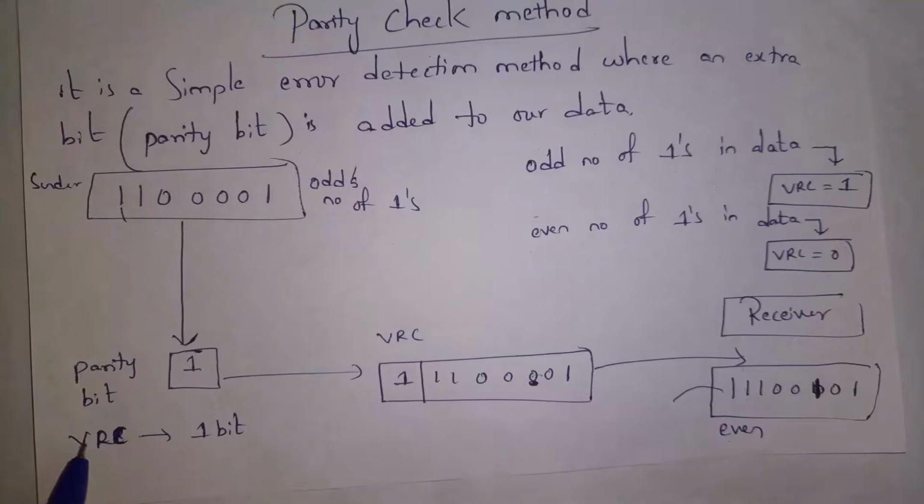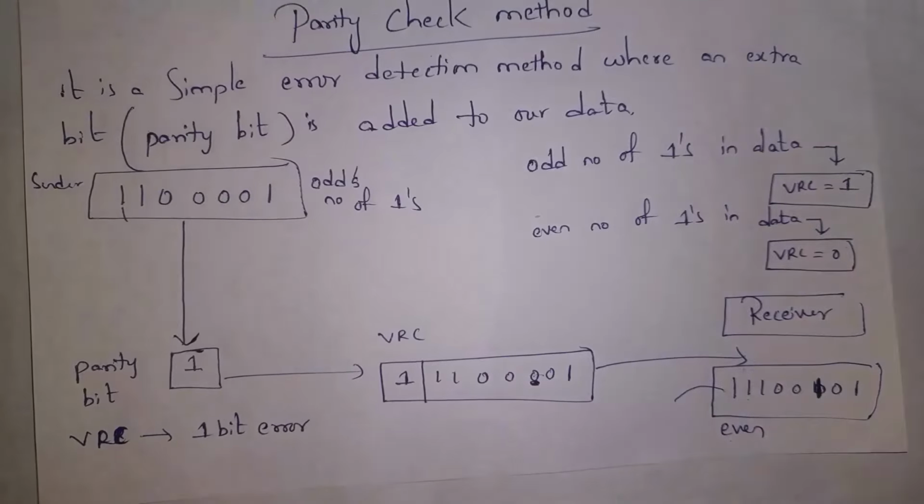So VRC can detect a single bit error. Guys, the VRC method can detect only a single bit error. If multiple bits are changed in the data, then we call it a burst error. VRC cannot detect burst errors.